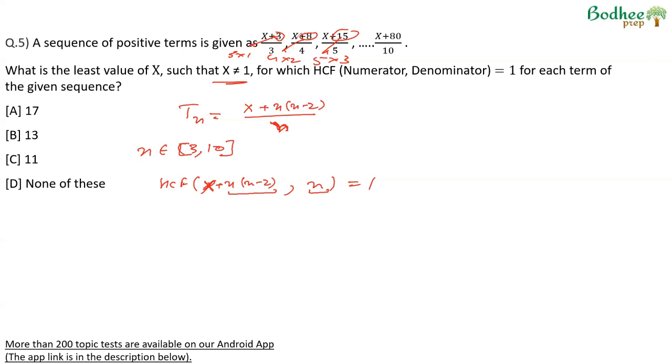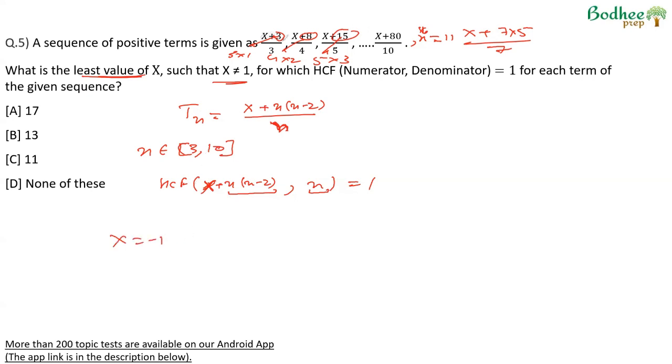If we put the value 2, the HCF will not be 1 for even terms, when n is even. Similarly, for 3, the first term will not work. For 5, the next term will not work. There is also a term in this series, x plus 7 into 5 upon 7, so 7 also cannot be x. So ideally, if we put x as 11, 11 will not be common with any of the denominators, so that is possible. And prime numbers after 11 are possible. But since it's asked for the least value, one value that we can still look at is x equal to minus 1.